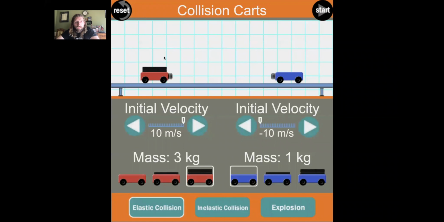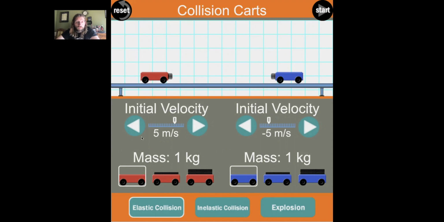If I hit reset, I get my carts back here, and I start off where one cart is going 5 meters per second, and my second cart is going -5. That's because it's going this direction. That's what negative means. Positive would be going right, negative would be going left. We're thinking of it in terms of a grid, and you can see they even put grid paper back here to remind you of that.